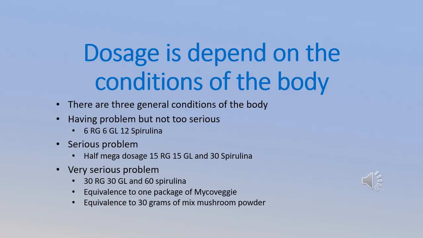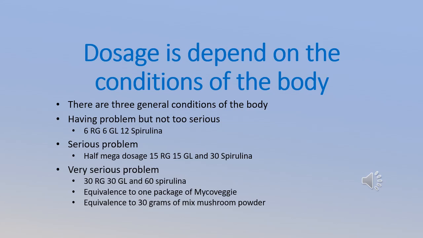Then when the problem is serious, we go for half mega dosage: 15 Rg, 15 Gl, then about 15 to 30 spirulina. Like now, there are many viruses in the market, the endemic of COVID-19 and everything. So we ask people to use half mega dosage for prevention. This is also good to detox the body, so we can take it for 1 month, 2 months, to detox the body.